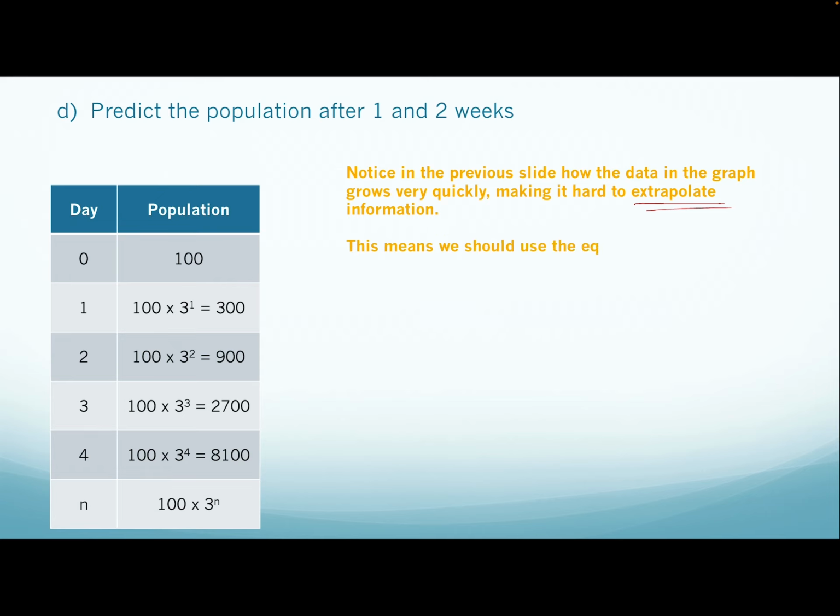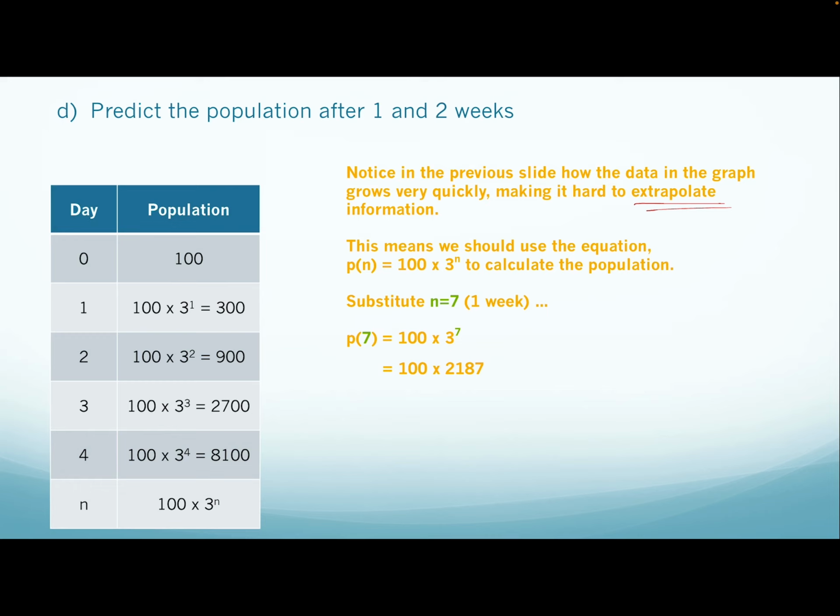So for 1 week, we can use that equation that we found previously. And for the number of days, n, we should use the value 7. So if we substitute n equal to 7, which is 1 week, we could then calculate the population.